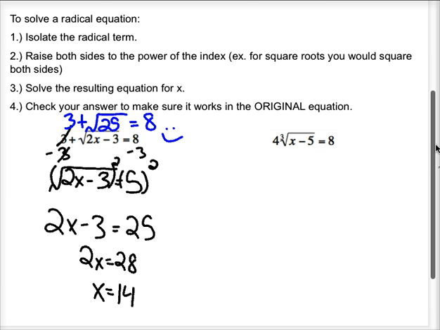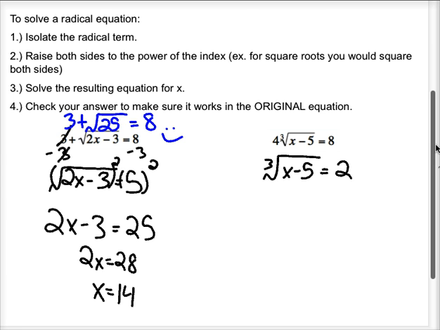So let's take a look at the next one, shall we? Recall our very first step, we're going to isolate the radical expression. Right now I can see that the radical expression is being multiplied by 4. So I'm going to divide both sides by 4. So I'm going to get x minus 5 and 2 over there. Well, now looking at this, my radical is isolated. I have it by itself.